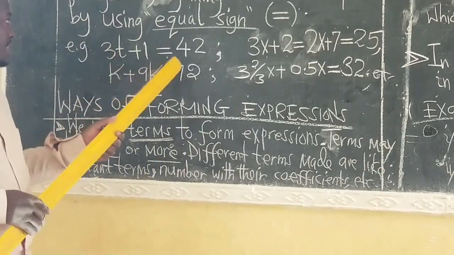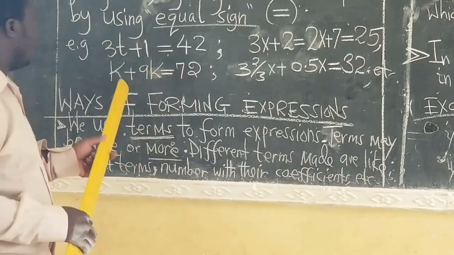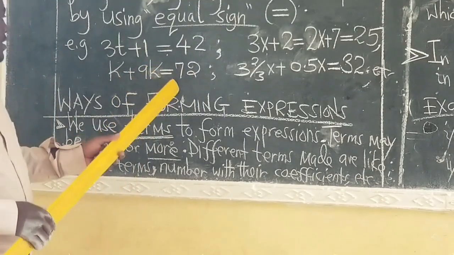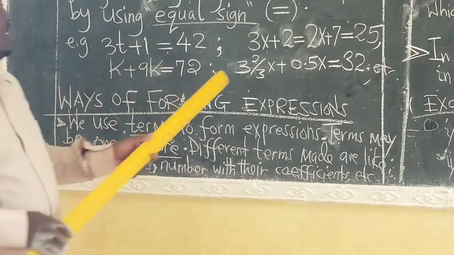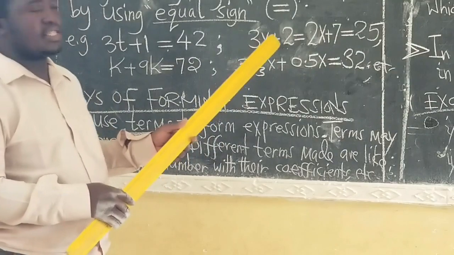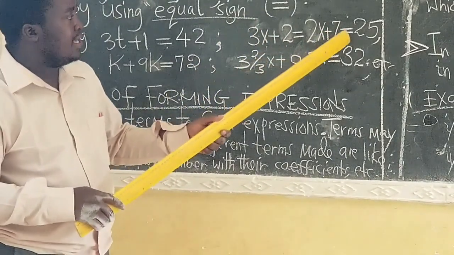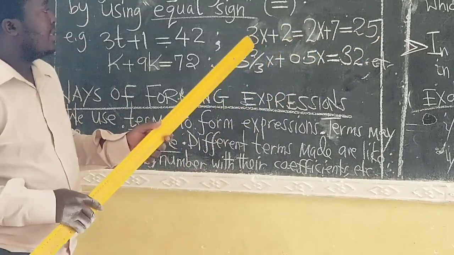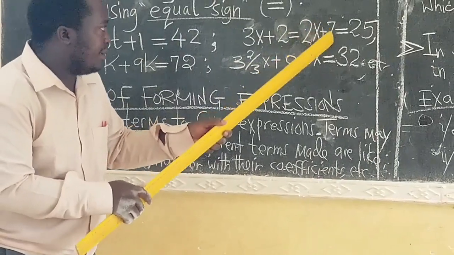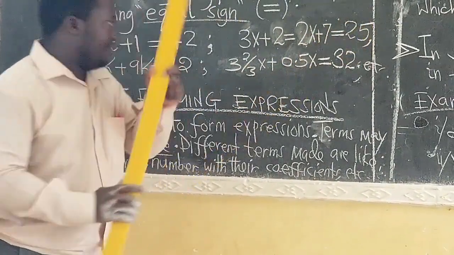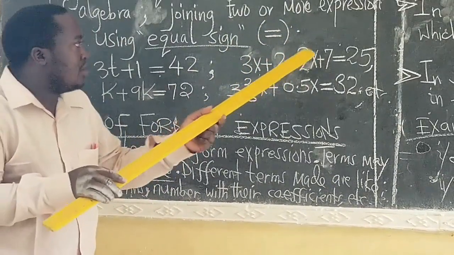3t plus 1 is equal to 42. This is an equation. k plus 9k is equal to 72. This is an equation. 3x plus 2 is equal to 2x plus 7 is equal to 25. This is also an equation because it involves an equal sign.